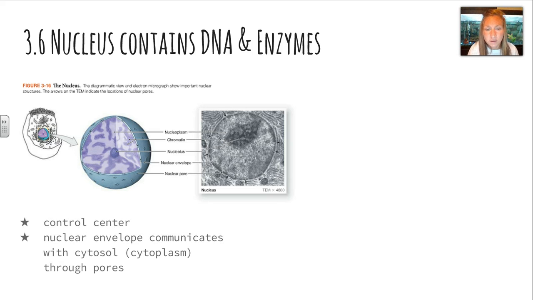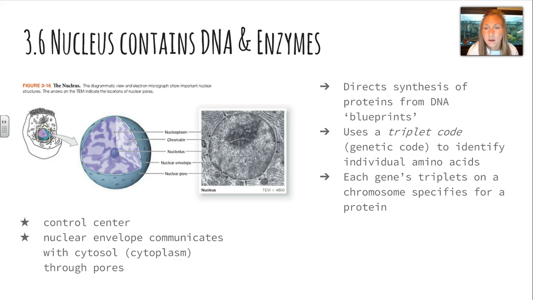So it is the control center, like I mentioned a second ago, and the nuclear envelope helps communicate with the cytosol, or again, that also means cytoplasm, through pores. So things can leave the nucleus via the pores. Some other main functions of the nucleus is that it directs synthesis of proteins from DNA blueprints. So it takes the DNA within the nucleus and helps those blueprints get read so that proteins can be made.